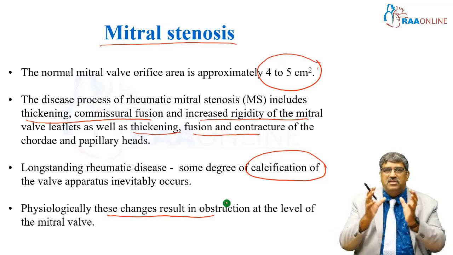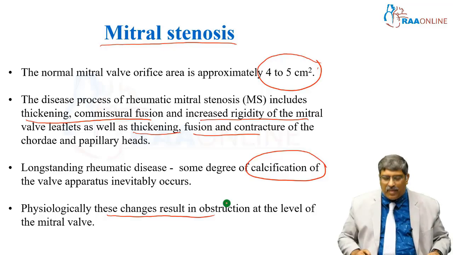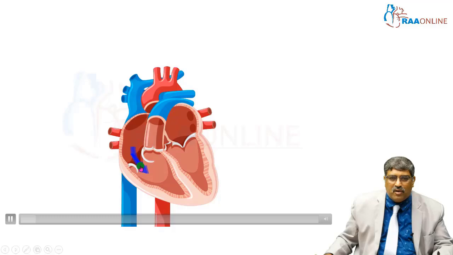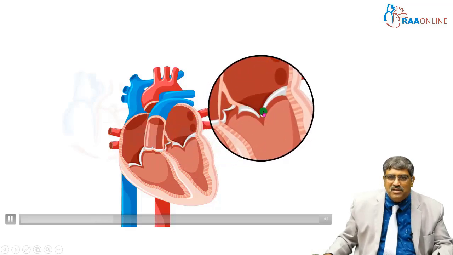Physiologically, all these changes can result in obstruction at the level of mitral valve leaflet. The blood from the RA goes via tricuspid valve into right ventricle, goes into PA, then gets oxygenated and comes to LA. Through mitral valve, it goes into LV, and through aortic valve, it goes into aorta. Now, you have the mitral valve which is stenosed. The mitral valve is not opening properly and there is a resistance to flow here.